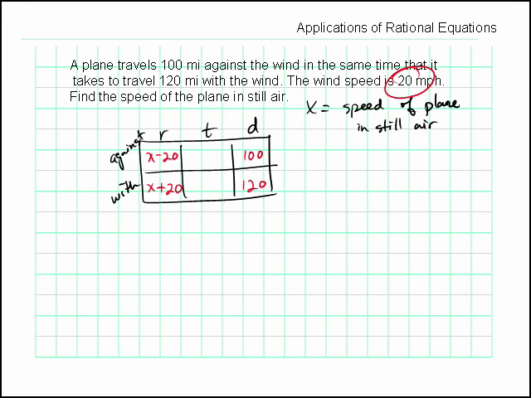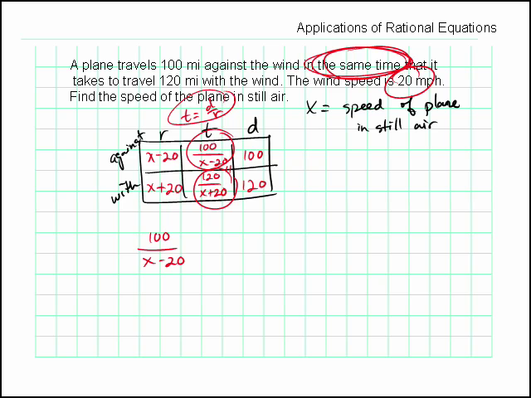Now remember that we got time as distance over rate. So just like the last problem, this chart is filled in as distance 100 over rate x minus 20, and this one is 120 over x plus 20. Our chart's filled in. Notice that just like the last problem, this one says same time. In other words, the times are the same. This is equal to this. So we have 100 over x minus 20 is equal to 120 over x plus 20. And that's the equation we have to solve. So I'm going to cross multiply.